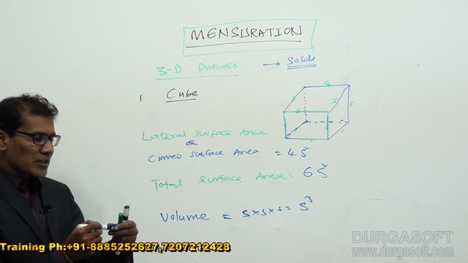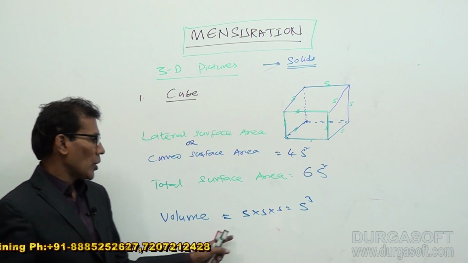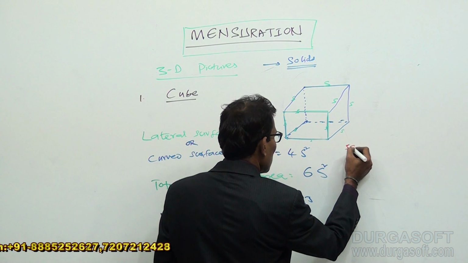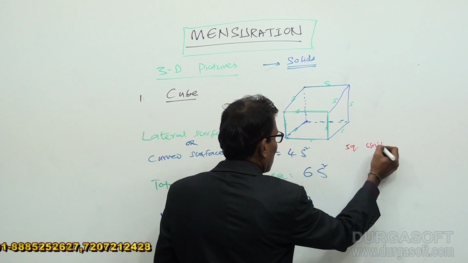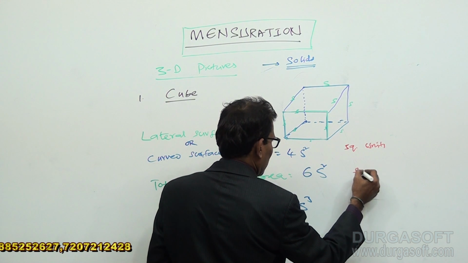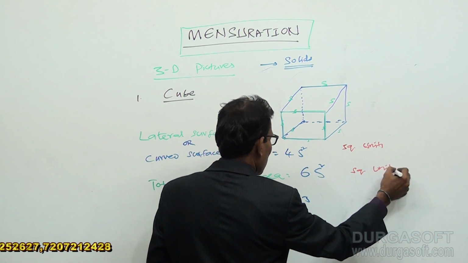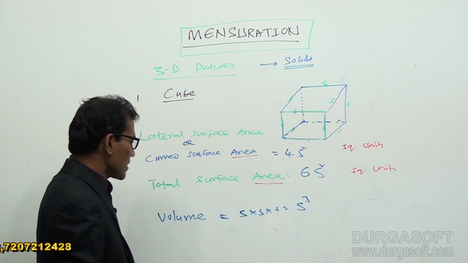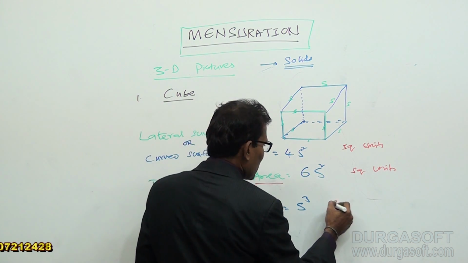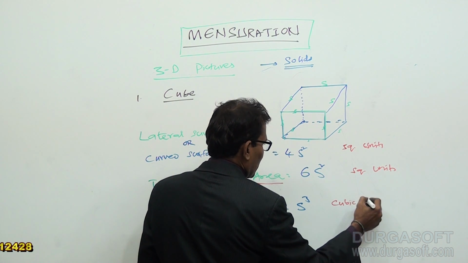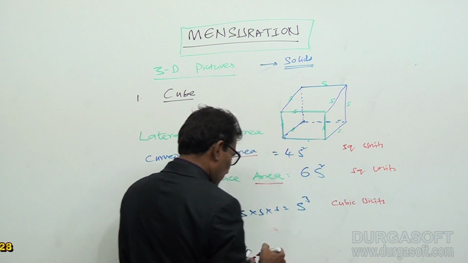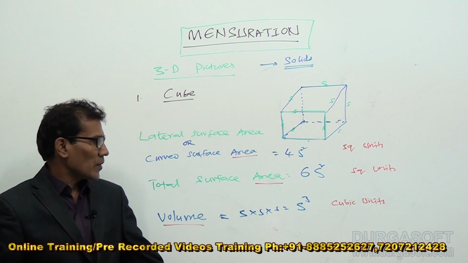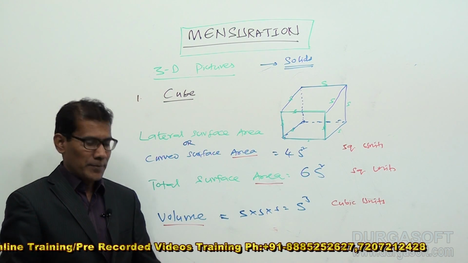These areas are measured in terms of square units and volume is measured in terms of cubic units. This is very important. This is square units and this is cubic units. This is square units since it is area. This is area, this is area, that's why square units. Since it is a volume, the measure is in cubic units. In the real-time exam, cubic units indicate volume and square units indicate area.